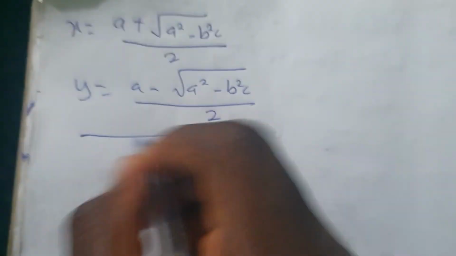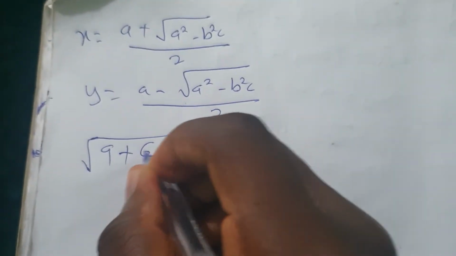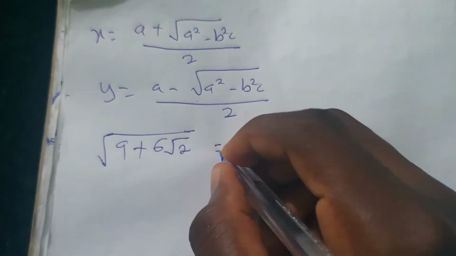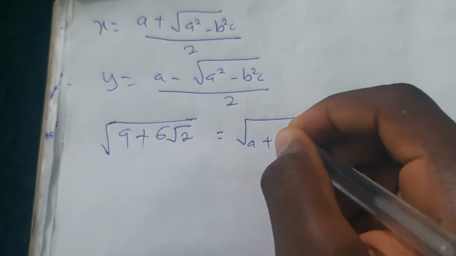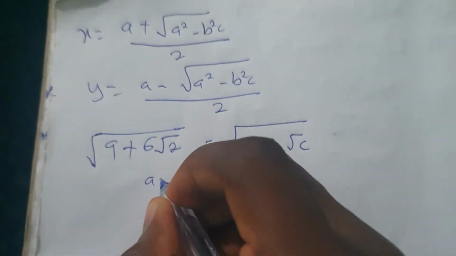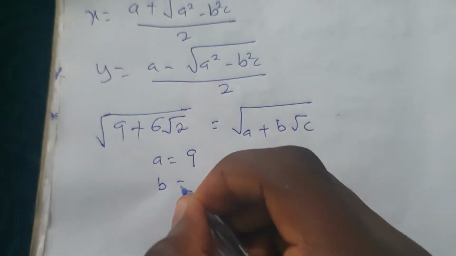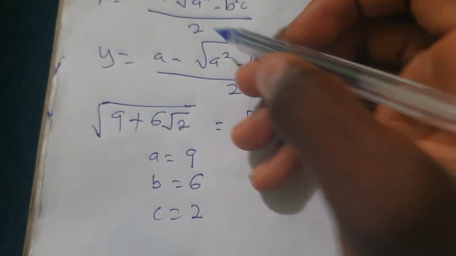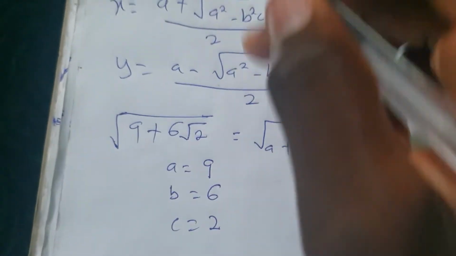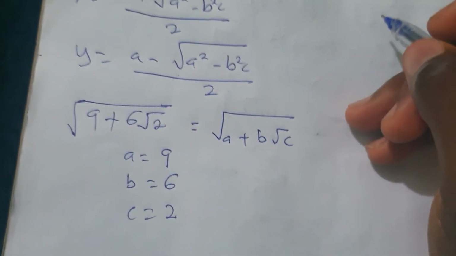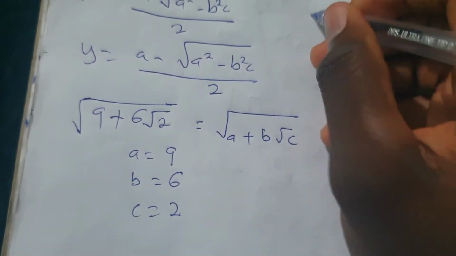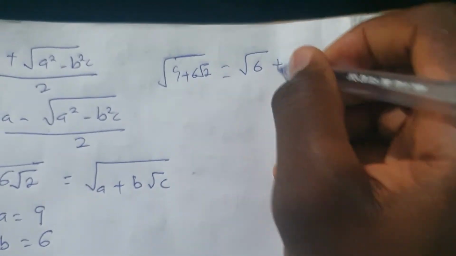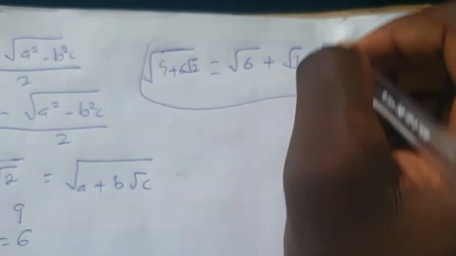So let's test it with what we solved in our previous example. Now comparing this one with root a plus b root c, a is equal to 9, b is equal to 6, and c is equal to 2. So that means if you put the values of a, b, and c into these two, you should get the answer that we had in our previous example, which was I think root 6 plus root 3. You should get the same thing.